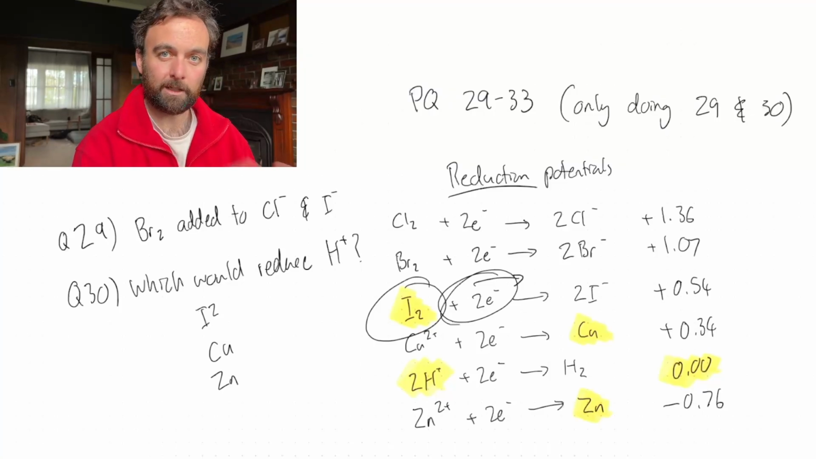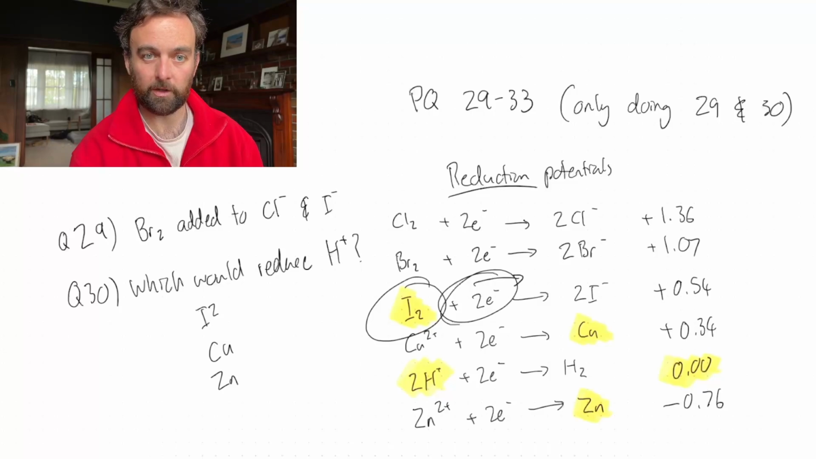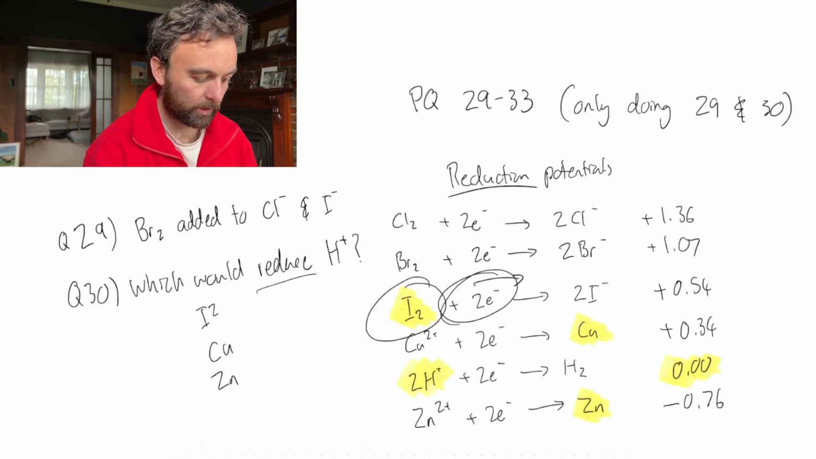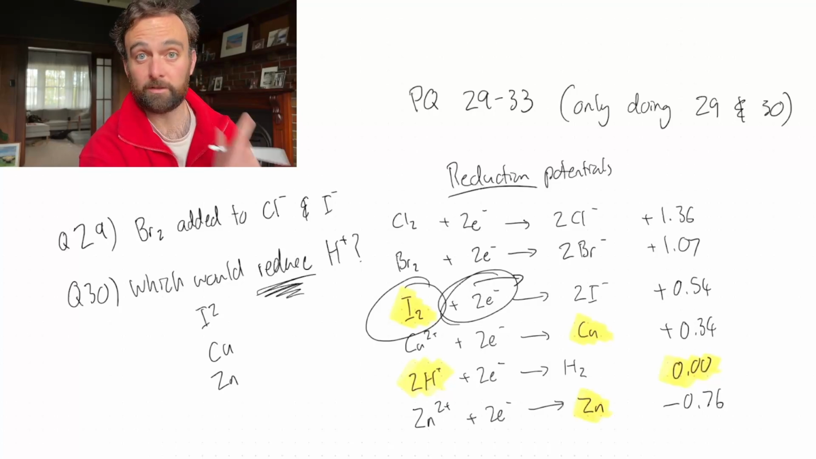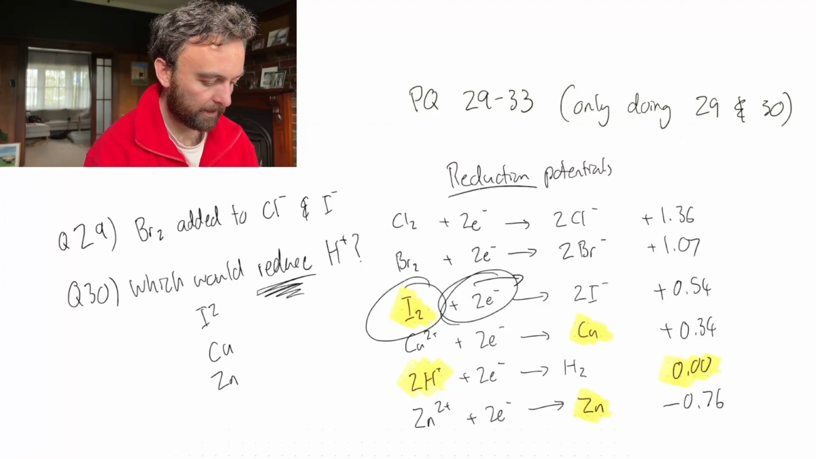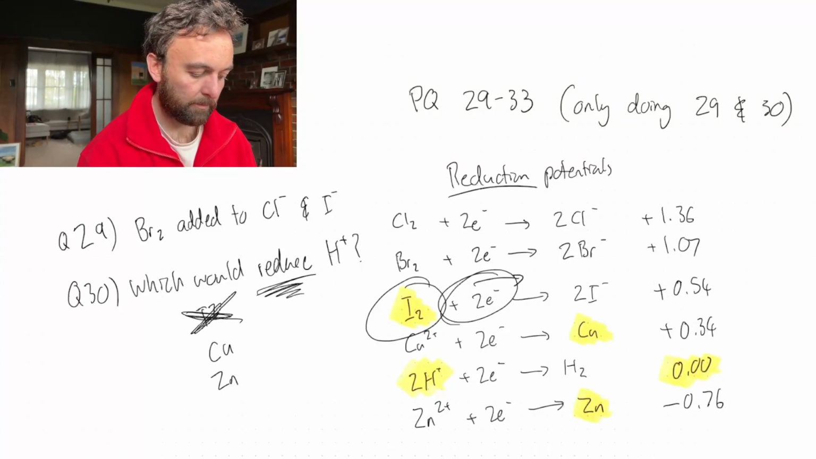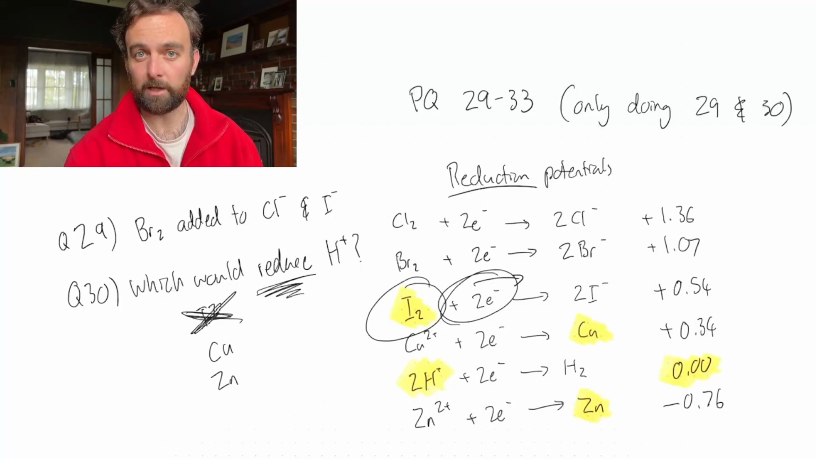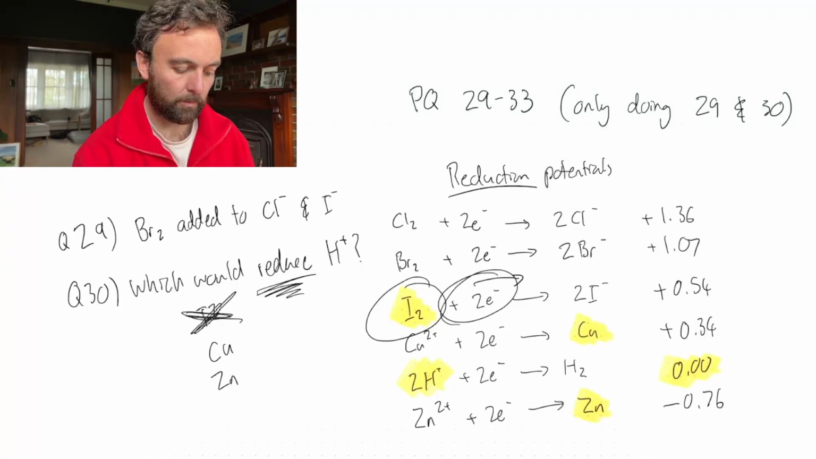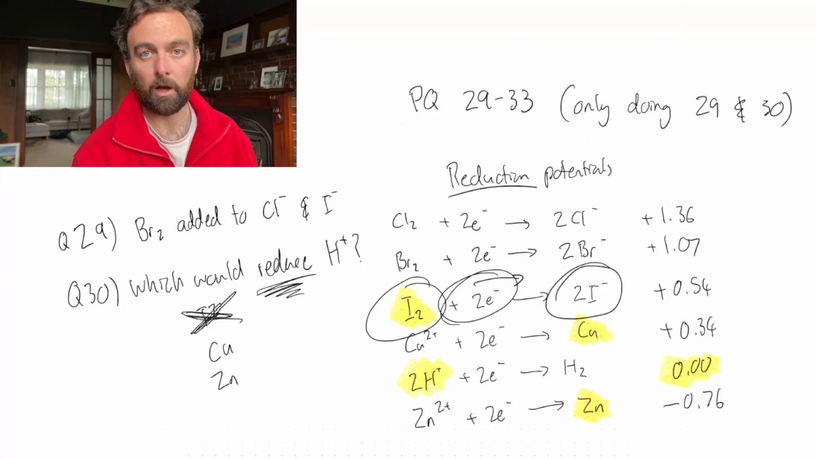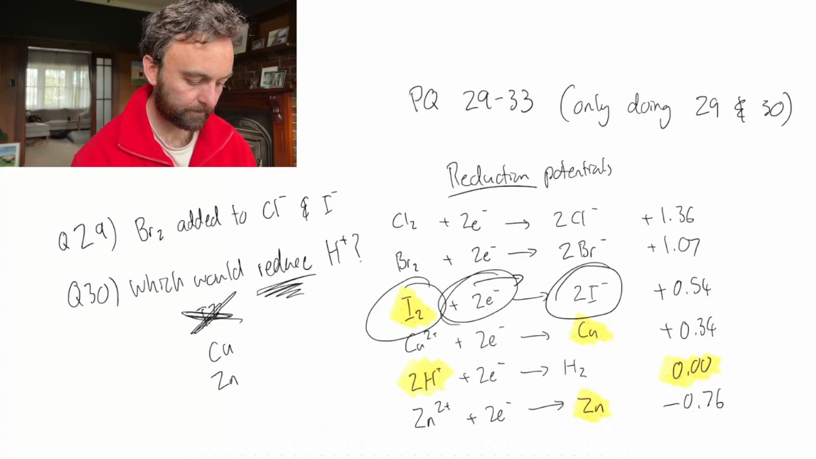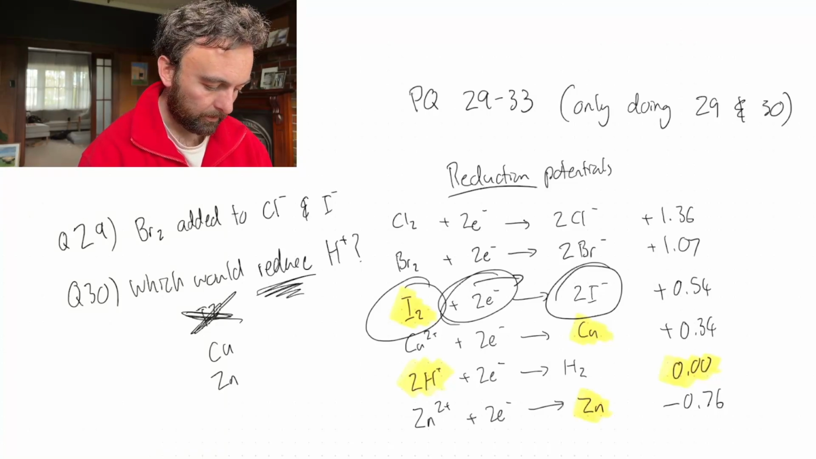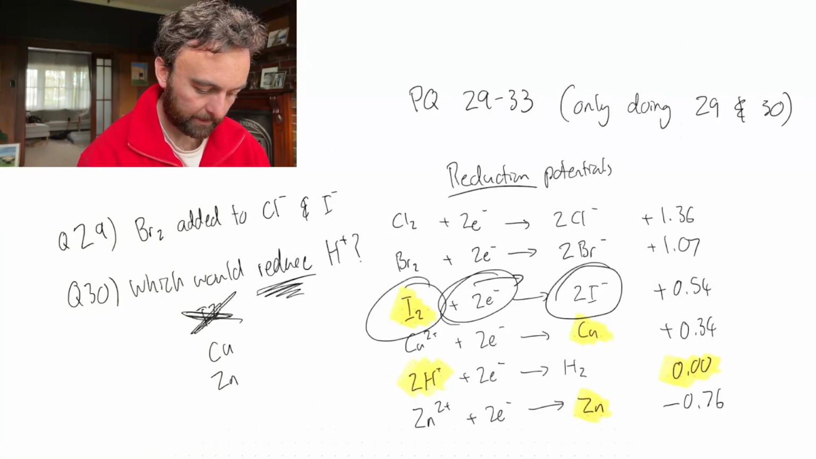Now, if it's gaining electrons, that means that the hydrogen would have to be oxidized. And the question's asking which one would reduce hydrogen. So we need the other one to run as an oxidation. So that means it can't be iodine, because iodine can't run as an oxidation in that form. We would need the I minus rather than the oxidized form. So moving on, so now we have copper and zinc.